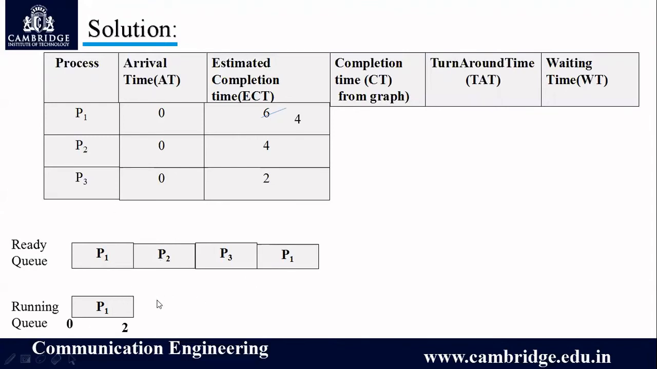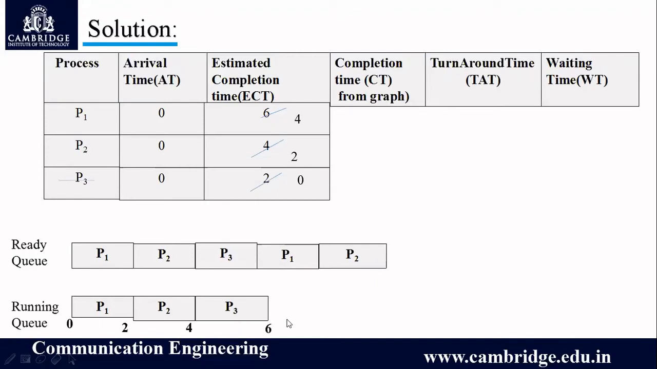Next, we would be choosing from the ready queue P2. P2 would get executed for 2 milliseconds. With that, P2 is left for 2 more milliseconds of execution. So P2 again has to be saved and it is placed next to P1 in the ready queue. Then we take P3. P3 is selected and would get executed for 2 milliseconds. With that, P3 is completely done. You can remove it from the running queue.